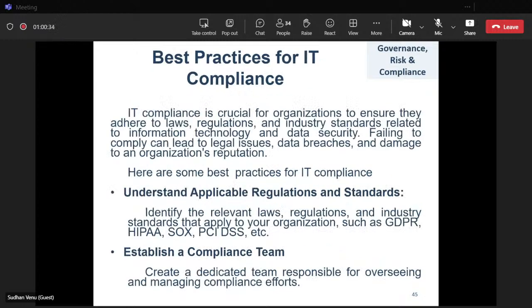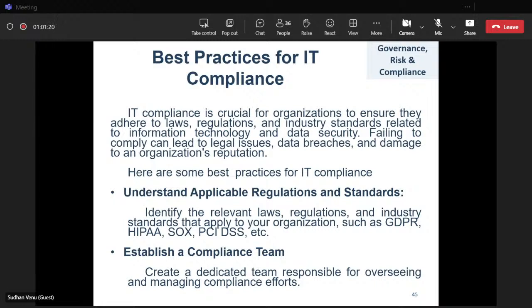There are best practices for all companies, for all practices and functionality. Similarly, we have best practices at the compliance level, which is crucial for the organization to ensure they follow laws, regulations and industry standards. For information technology, security and data, everything is put in a structured format.